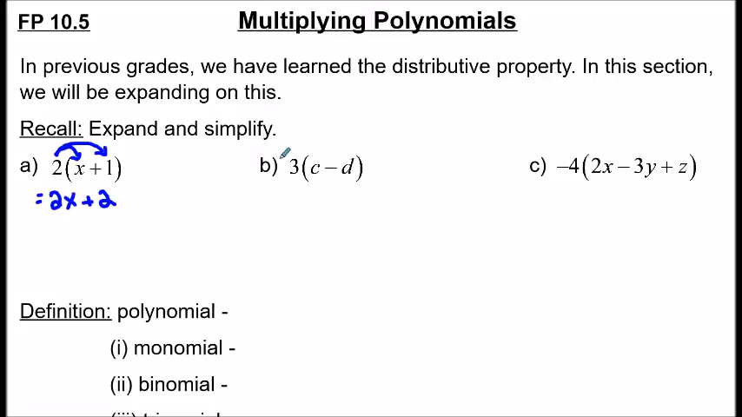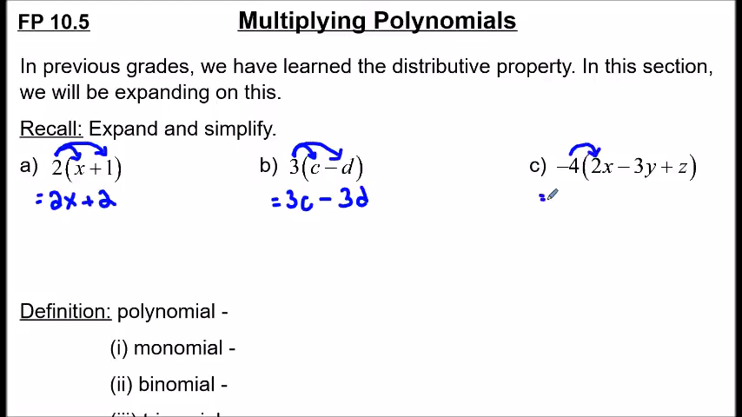Now I can solve the second one by doing the same process. So I'm going to have 3 times c is equal to 3c. And 3 times d is going to be 3d. Now the important thing we have to look at here is this negative sign or this minus sign in the middle. When I do this, I'm actually going to go 3 times negative d, so it's going to be a negative 3d.